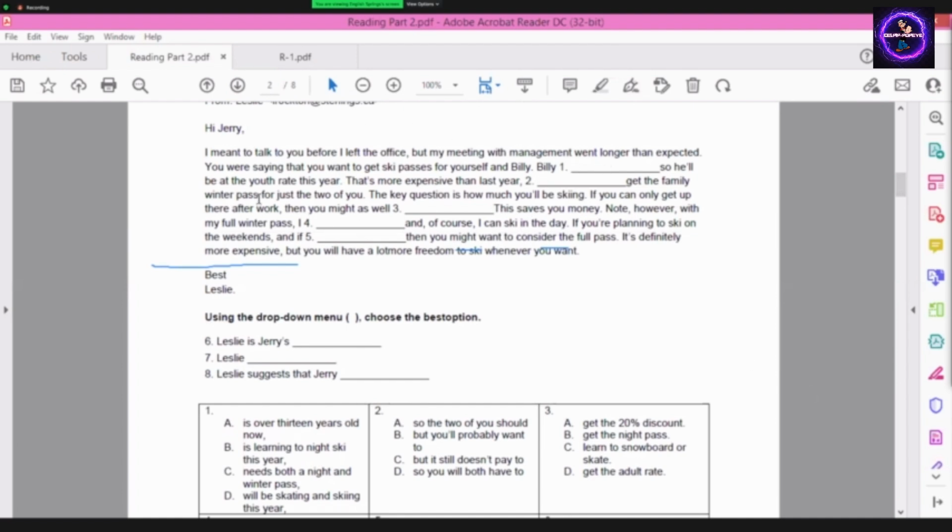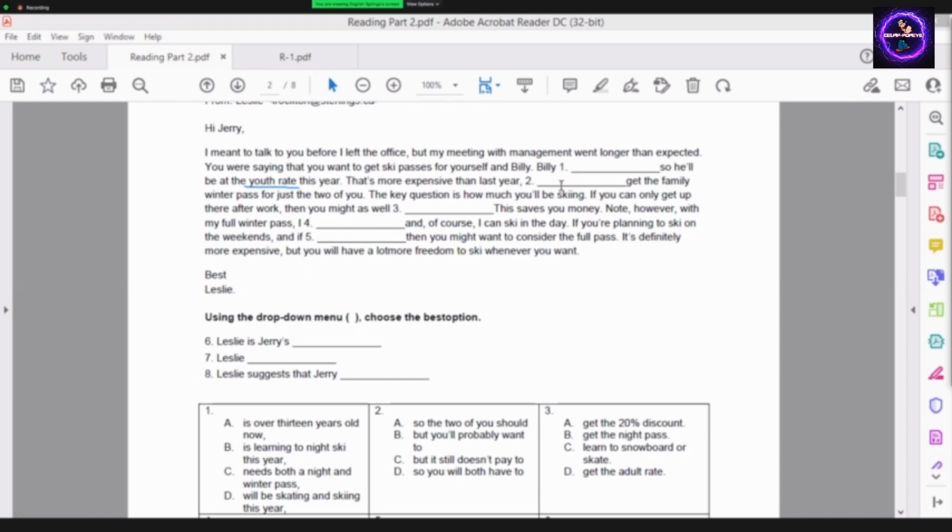Yep. So Billy Dash, so he will be at the youth rate this year. Will he be over 13? Is he learning to night sky this year? Billy needs night sky. He is learning night sky, so he'll be at the youth rate. The 13 years looks apt because they're talking about the youth rate. That means he has probably gone a little above the previous age group. They have some rates for each age category, so he has probably gone beyond the previous age group. That's why he or she is specifying the youth rate. Yeah, Billy needs both night and winter pass.